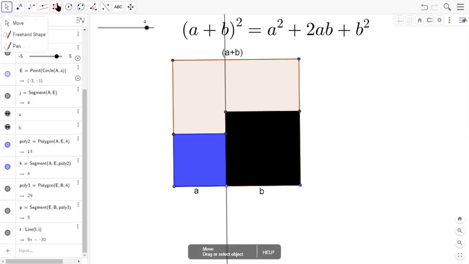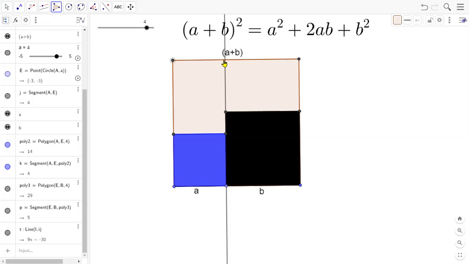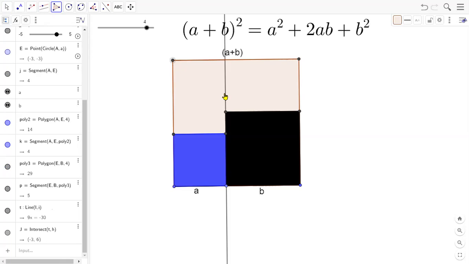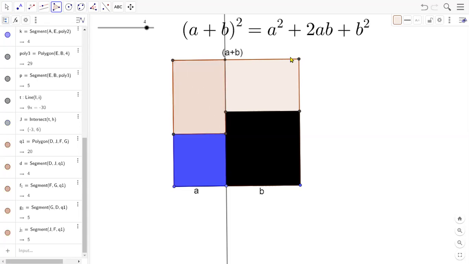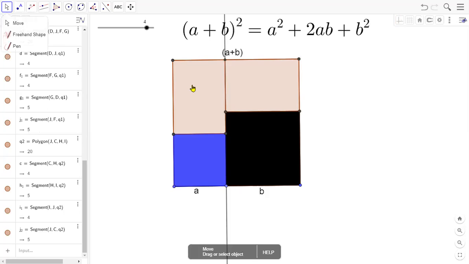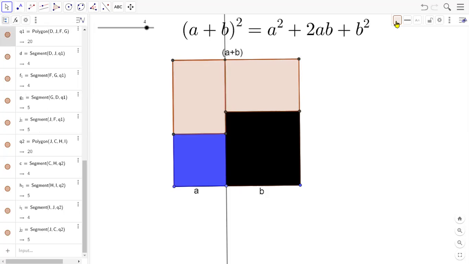Let me create the two rectangles separately. Just connecting this, then I will hide these parallel lines. This is one rectangle. Similarly we can construct the next rectangle here. I will give a different color to each of them.